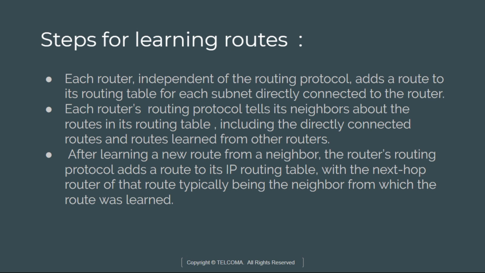Each router, independent of the routing protocol, adds a route to its routing table for each subnet directly connected to the router. Each router's routing protocol tells its neighbors about the routes in the routing table, including the directly connected routes and routes learned from other routers. After learning a new route from a neighbor, the router's routing protocol adds a route to its table, with the next hop router of that route being the neighbor from which the route was learned.